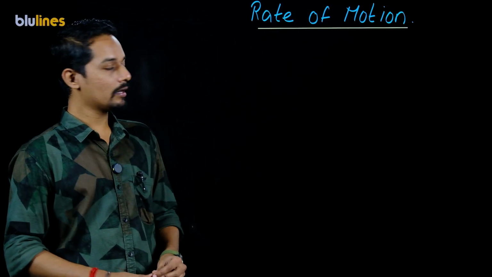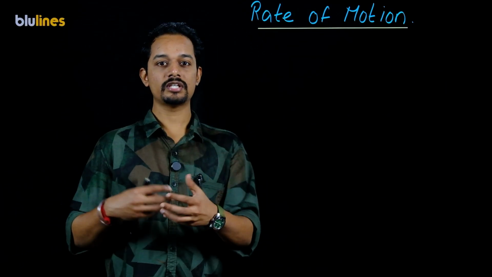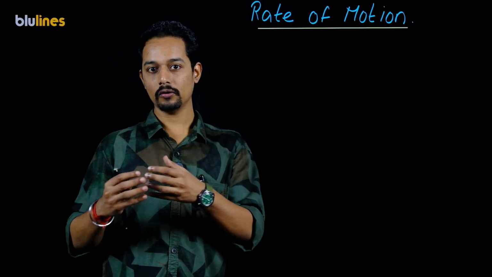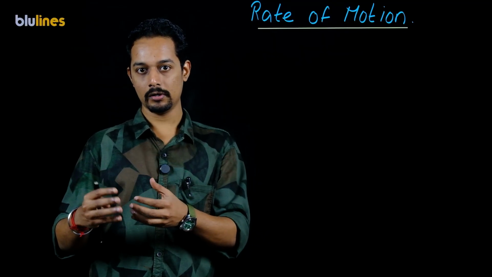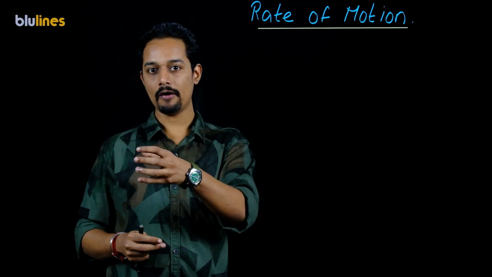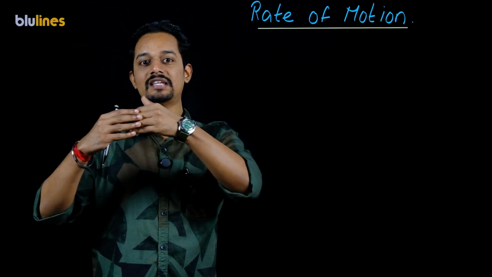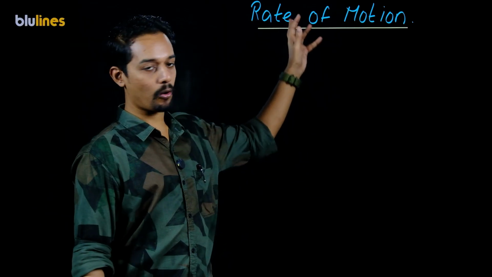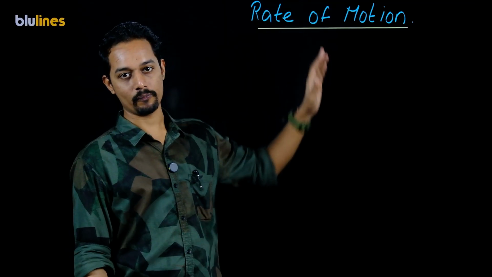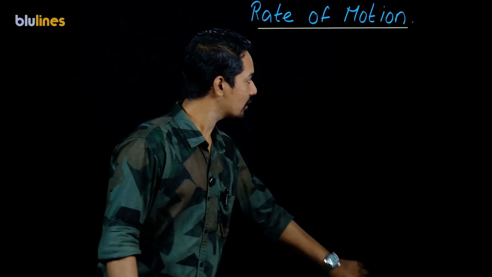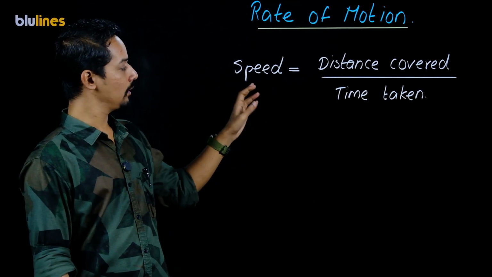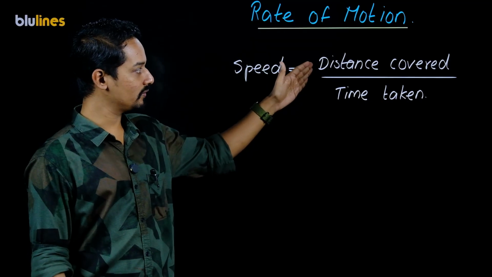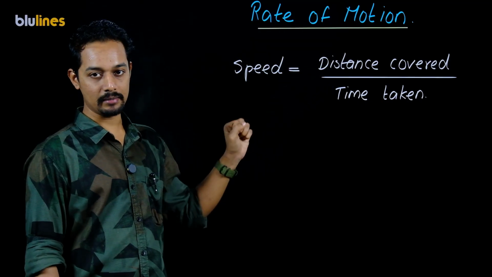First, let's study the change of motion. We know that something moves in time. One quantity that we have for studying change in time is the rate of motion. The first quantity that we will be studying is called speed. Speed is defined as the distance covered divided by the time taken.